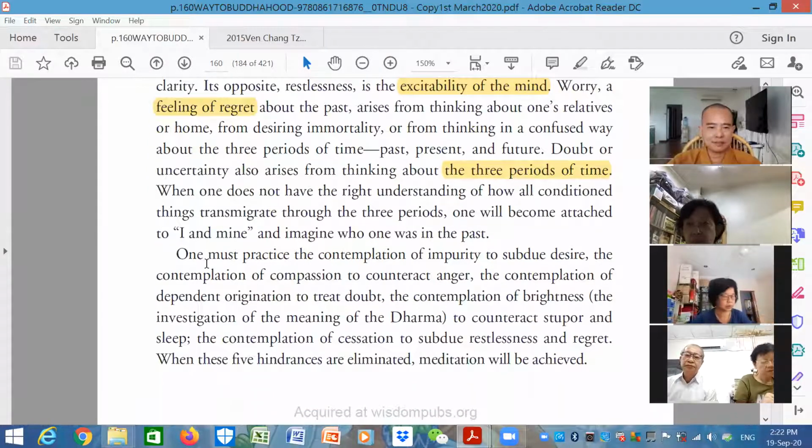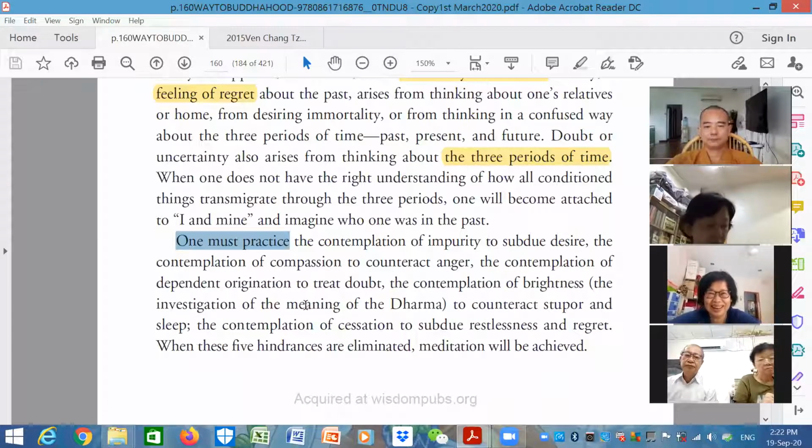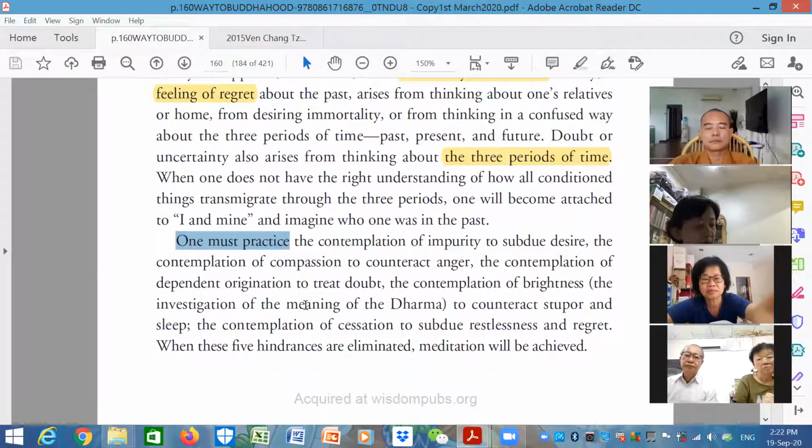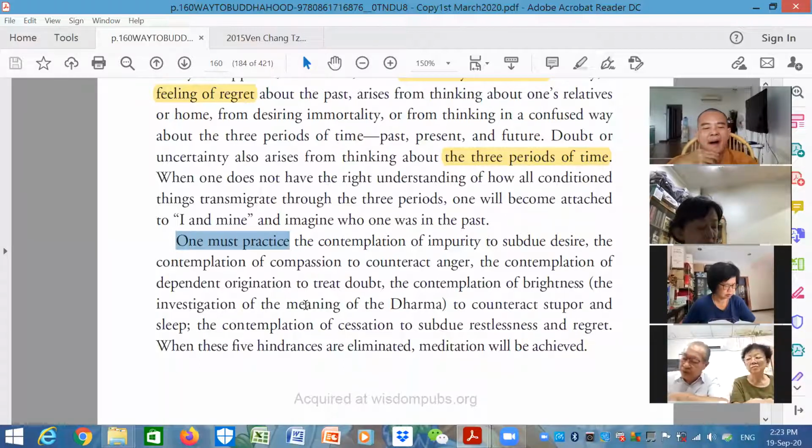One must... So Elena, please read it out. Okay, please. One must practice the contemplation of impurity to subdue desire, the contemplation of compassion to counteract anger, the contemplation of dependent origination to treat doubt, the contemplation of brightness, the investigation of the meaning of the Dharma, to counteract stupor and sleep, and the contemplation of cessation to subdue restlessness and regret. When these 5 hindrances are eliminated, meditation will be achieved.